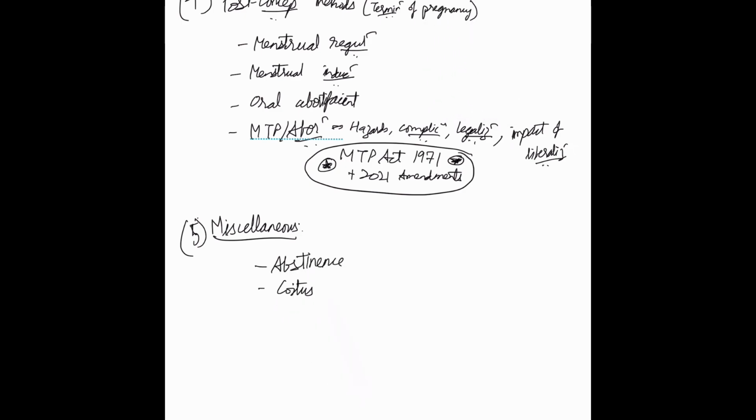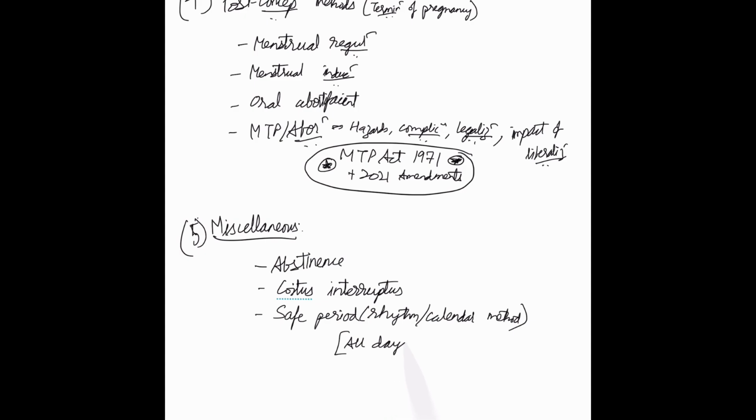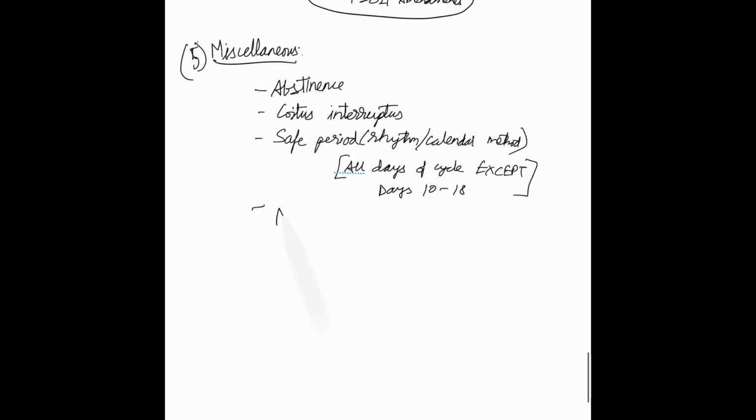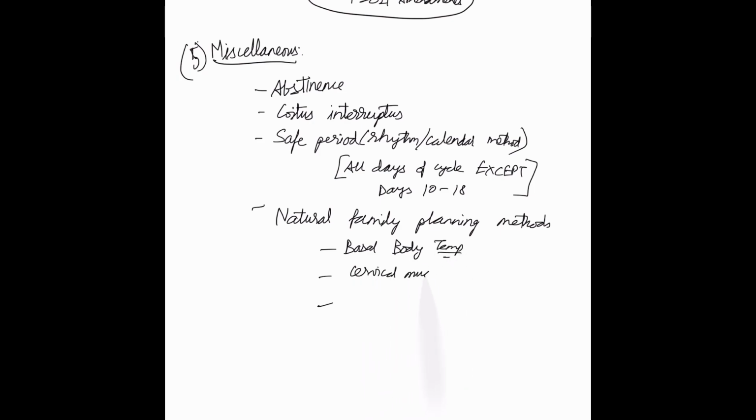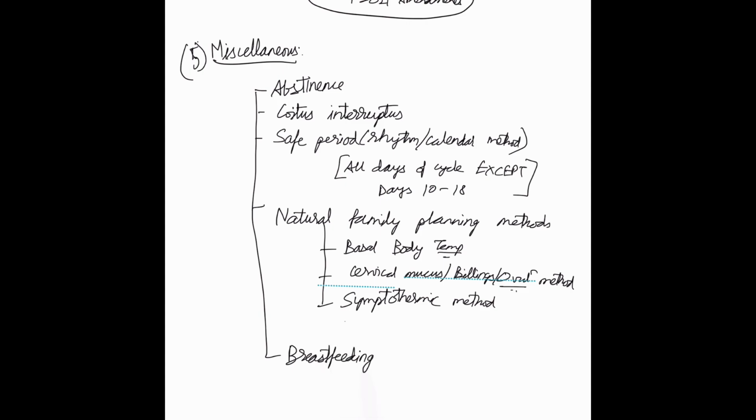Moving on to miscellaneous methods, we have abstinence, coitus interruptus, the safe period in which all days of the cycle except days 10 to 18, also known as the fertile period, are safe for intercourse. Then you have the natural family planning methods, in which we see the basal body temperature, cervical mucus or Billings or ovulation method, and symptothermic method. Then we also have breastfeeding, lactational amenorrhea, and birth control vaccines.